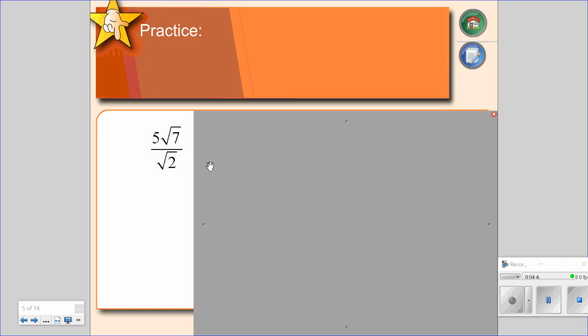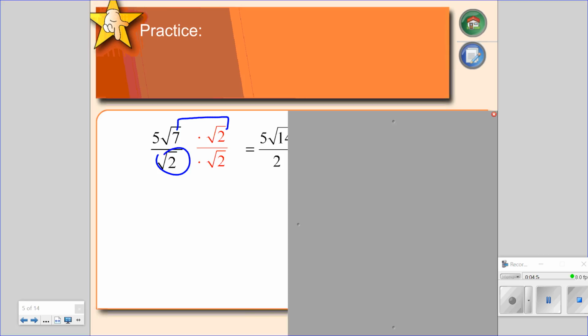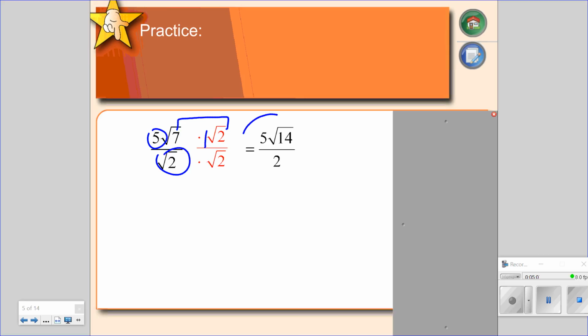So for the square root of 2, we need to multiply on top and bottom to get rid of this radical in the denominator. Up top, your square root of 7 and square root of 2 multiply to be the square root of 14. And the 5 has to stay out front because, there's technically a 1 here, but it can't go under your radical. It needs to stay outside like it started. For this problem, that is as far as we can go because there is no square root of 14 that can break down any further. And 5 and 2 don't reduce, so we're done.